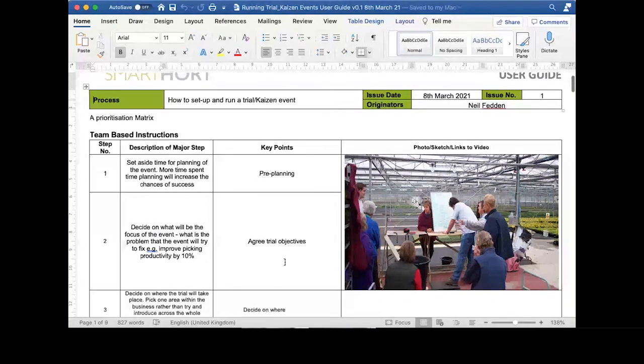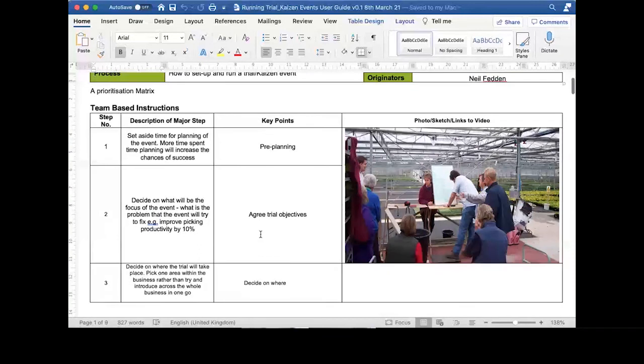It could be something linked to quality. You might have a key point like: be careful when you're doing this that you don't damage the crop, so you don't damage the vine in any way when you're taking the fruit off. Or it could be a health and safety issue that you want to raise to make sure people are wearing the right protective equipment. So that's normally what we put in the key point stage.